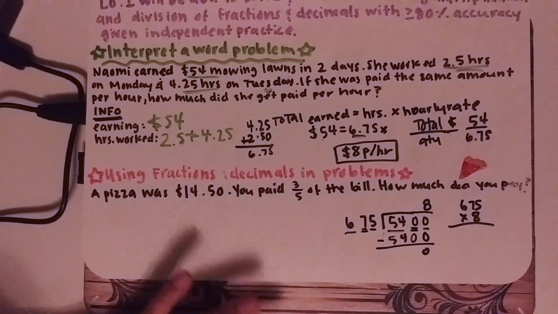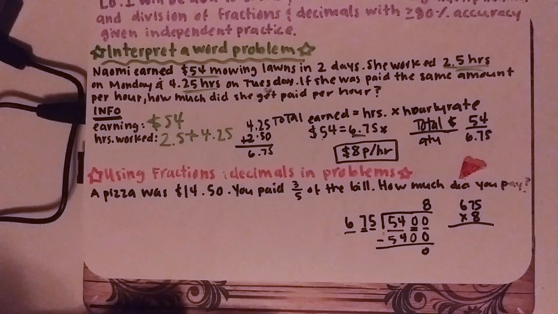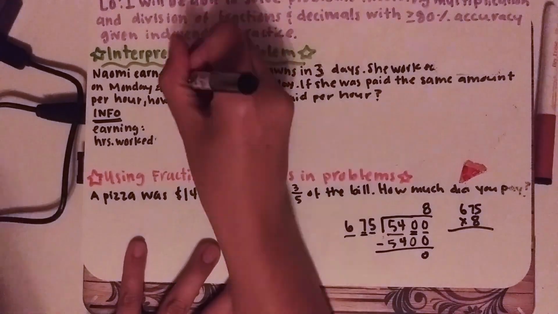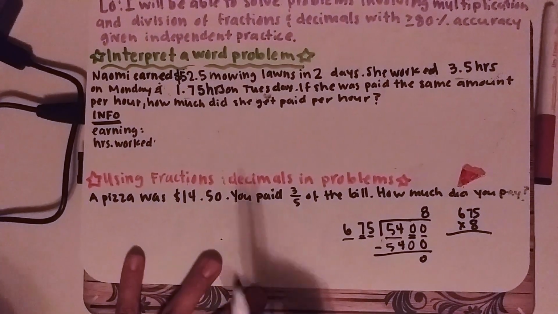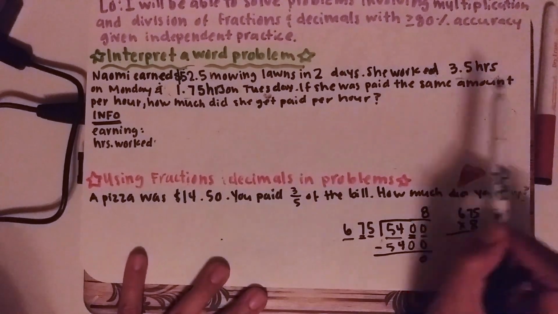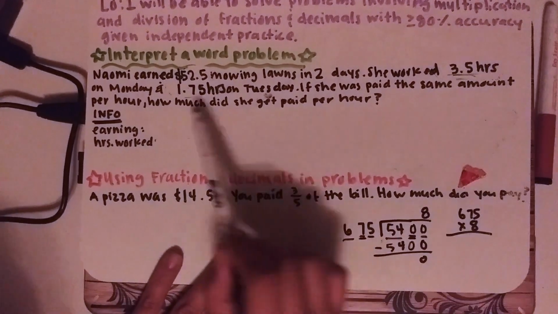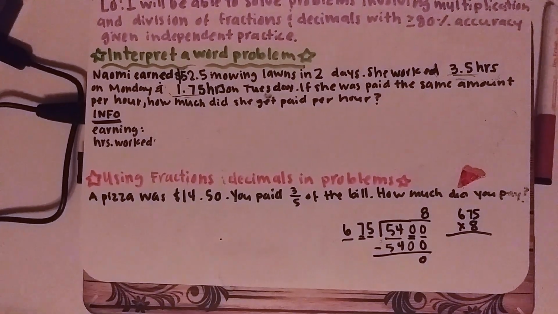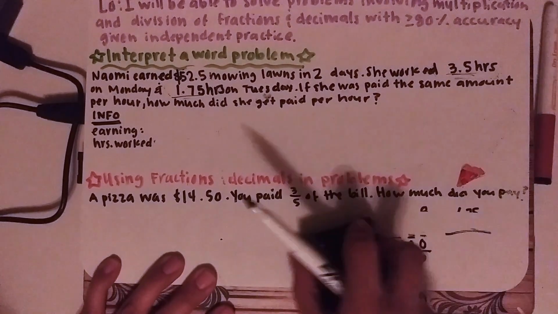Okay, let me go ahead and give you one to do for that. So same idea, but she earned in this case $52.50, and she worked 2 days, 3.5 hours, and then 1 hour and 75 hundredths of an hour. How much is she getting paid per hour?